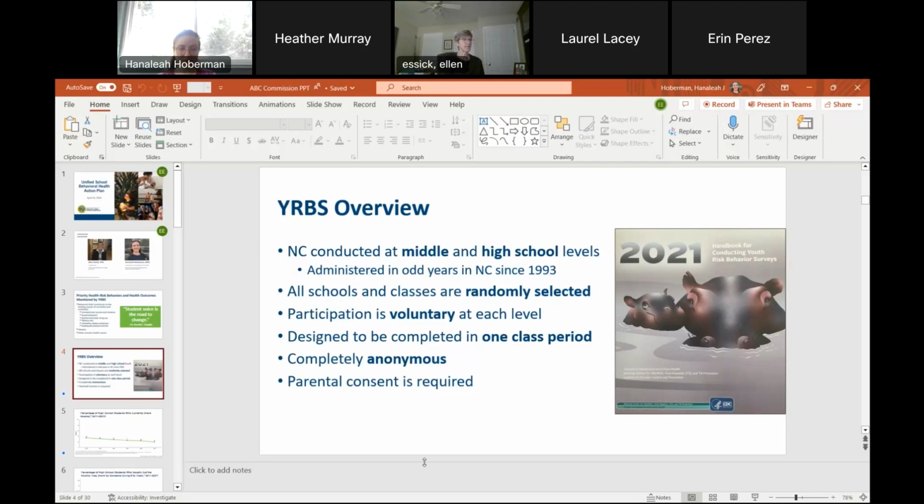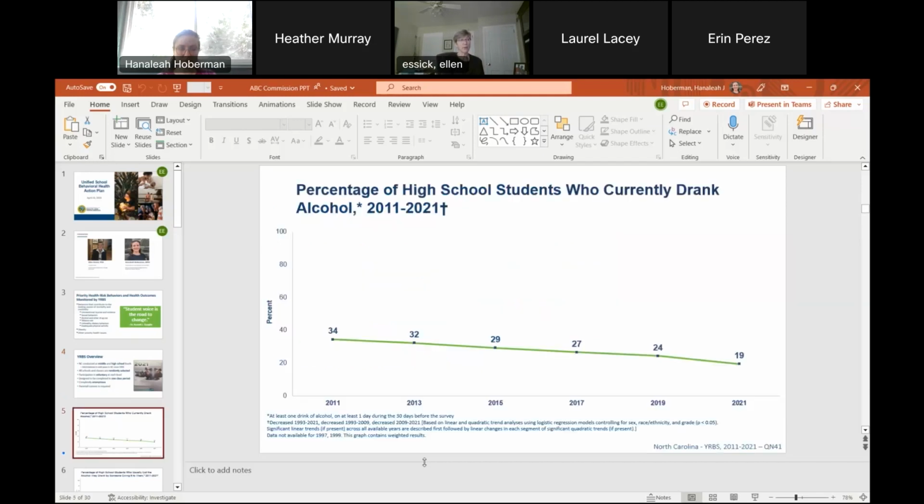So a little about the data that we have related to alcohol use, as that's most important for this group. The percentage, and these are high school students, the percentage of high school students who currently drink alcohol has actually gone down. From 2011, you see it was 34%, and it's gone all the way down to 19% in 2021.